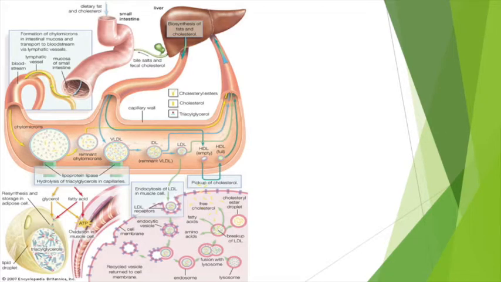Cholesterol provides rigidity to cell membranes and is a precursor to bile salts, steroid hormones, and the fat-soluble vitamins A, D, and E. Dietary fat and cholesterol are absorbed in the small intestine and transported to the bloodstream as chylomicrons via the lymphatic vessels. Lipoprotein lipase, embedded in the capillary endothelium, hydrolyzes the triglycerides present in the chylomicrons into fatty acids, glycerol, and a remnant chylomicron.